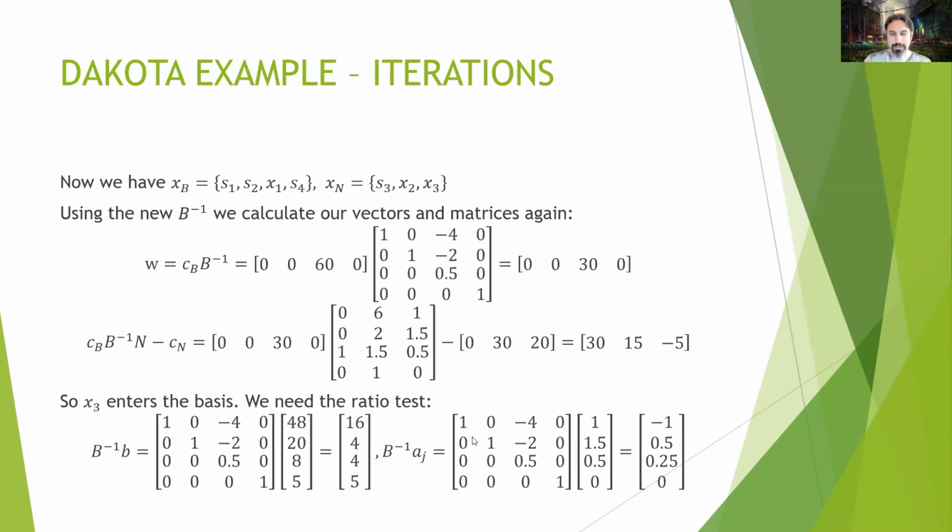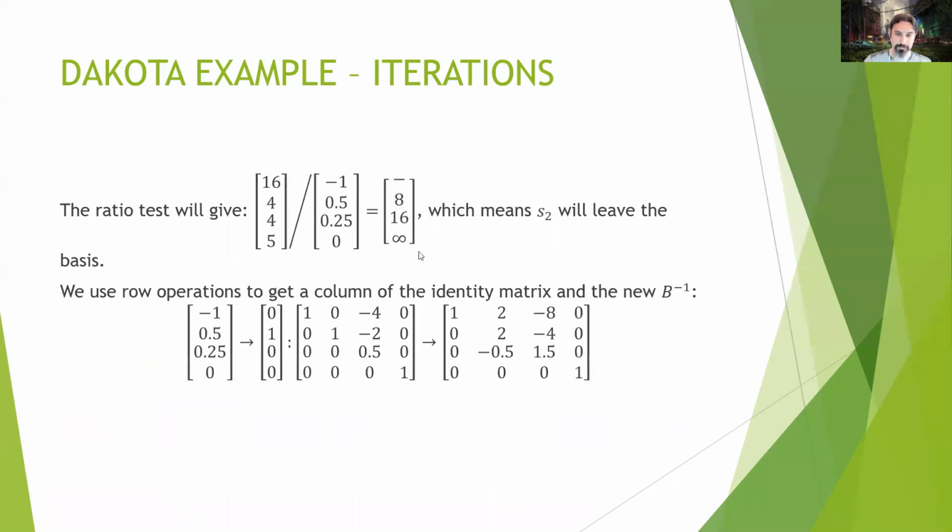Now, I cannot ratio test with minus 1, so 4 over 0.5, and 4 over 0.25. 4 over 0.5 gives me the smallest value, which is 8. So the second one will enter, or sorry, leave. Which is S2. So X3 enters, S2 leaves.